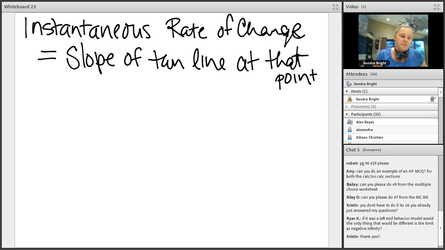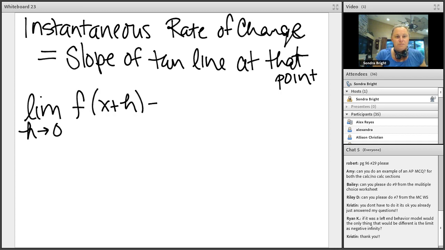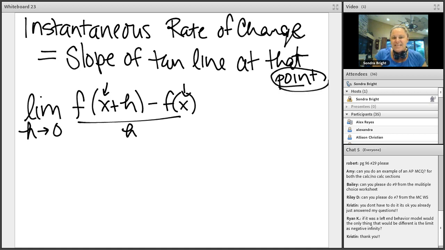And so that means you're going to be doing the limit as h goes to 0 of f of x plus h minus f of x, all over h. You're taking the limit as h goes to 0 of the difference quotient, and whatever this x is going to be, that point, or that t value, or whatever the problem gives. So that's how you're going to find instantaneous rate of change. It is the slope of the tangent line right at that point.